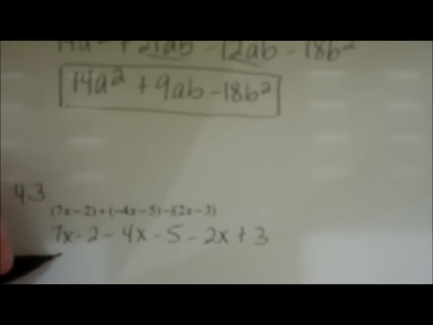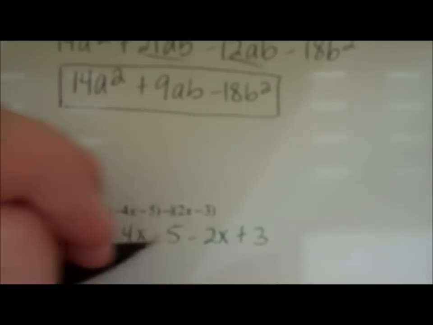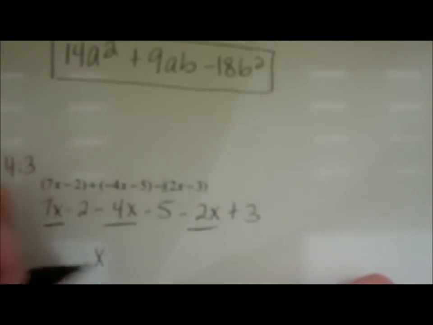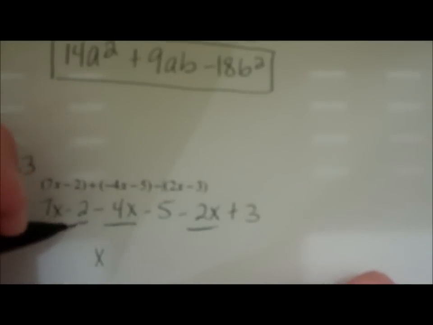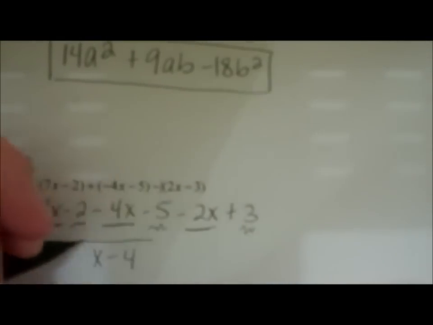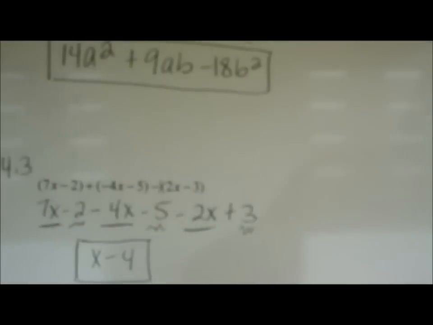I'm going to combine like terms. We have a 7x, a negative 4x, and a negative 2x. That gives us x. And then I have a negative 2, a negative 5, and a positive 3, and that gives us negative 4. x minus 4. And that completes this lesson.